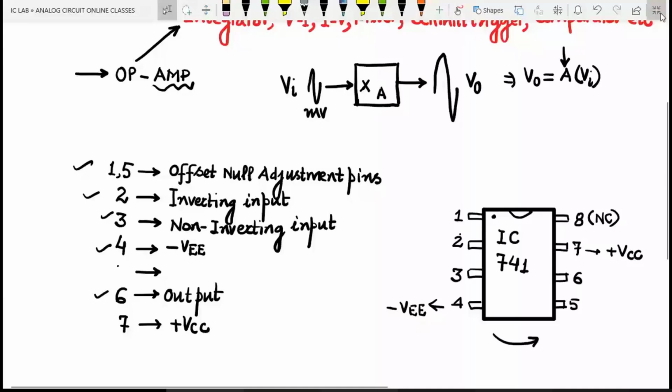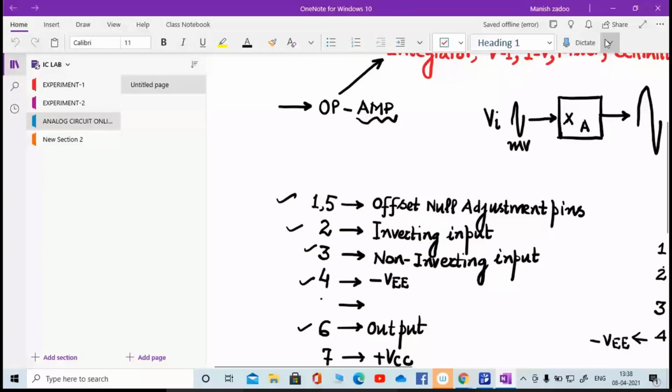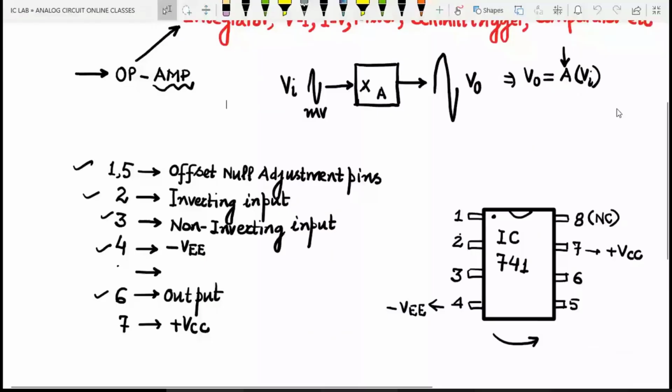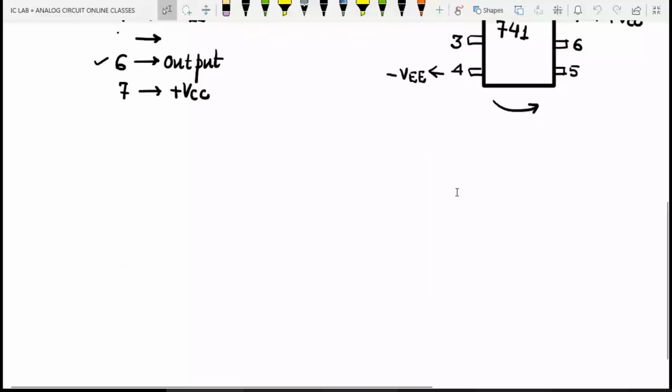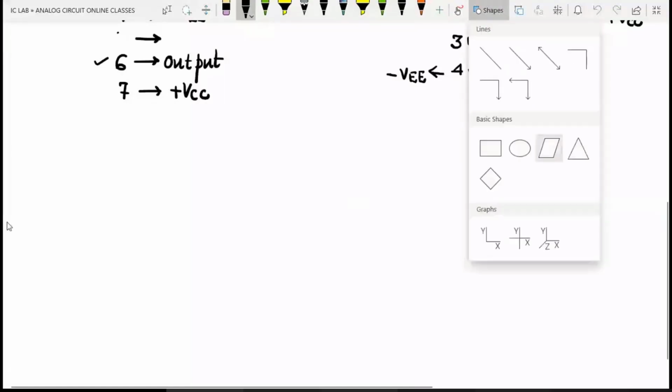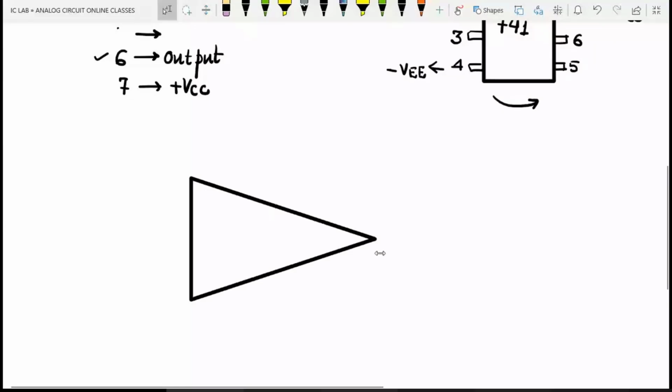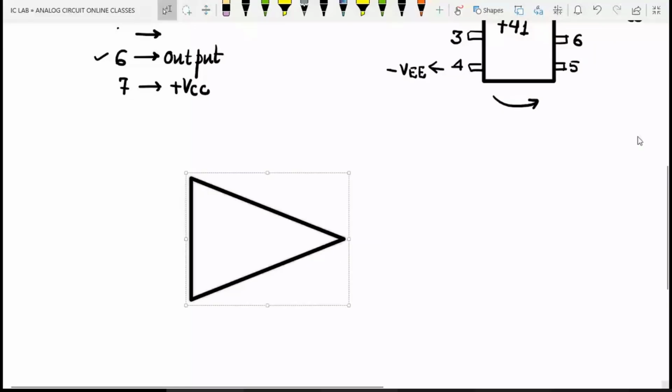Okay, we have reached here. This is the pin description of IC 741, and we can draw the equivalent circuit or equivalent block representation of IC 741. This is how IC 741 looks. Am I audible to you right now? We can represent IC 741 in this manner with the pins 1, 2, 3, 4, 5, 6, 7. So this is pin number 2 here.